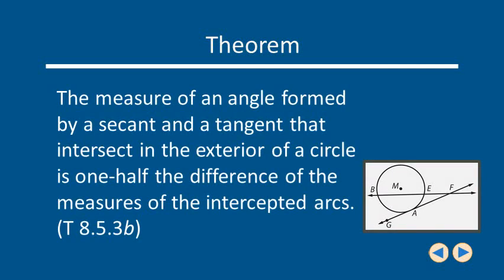Now the same thing applies if we're dealing not just with two secants, but with a secant and a tangent. The measure of an angle formed by a secant and a tangent that intersect in the exterior of a circle is 1/2 the difference of the measures of the intercepted arcs. This is the same principle as the previous theorem, except that now instead of two secants, we have a secant and a tangent. So we would take the value of arc BA, subtract arc EA, divide that by 2, and that's going to give us the measure of angle BFA or BFG, however you want to label that.